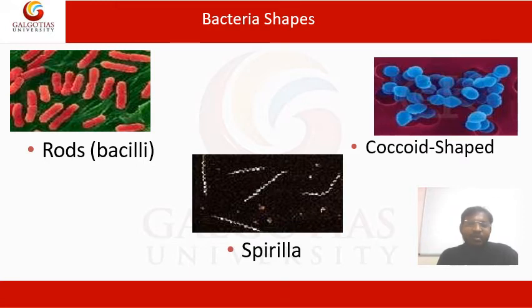Bacteria have one of three cellular shapes. Based upon the shape, we call the bacteria rod shape, bacilli; oval shape, cocci; and spirilla, like a rigid spiral shape.